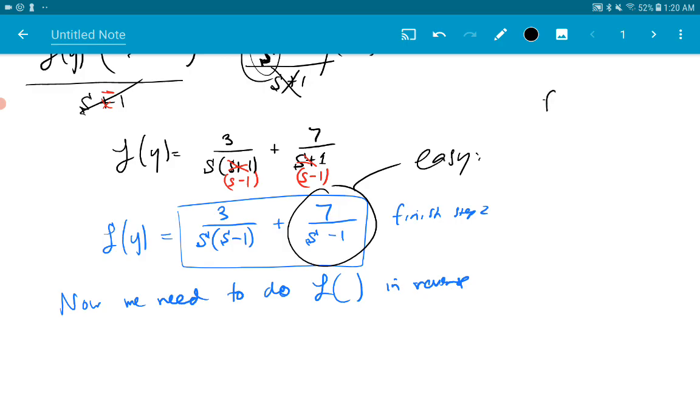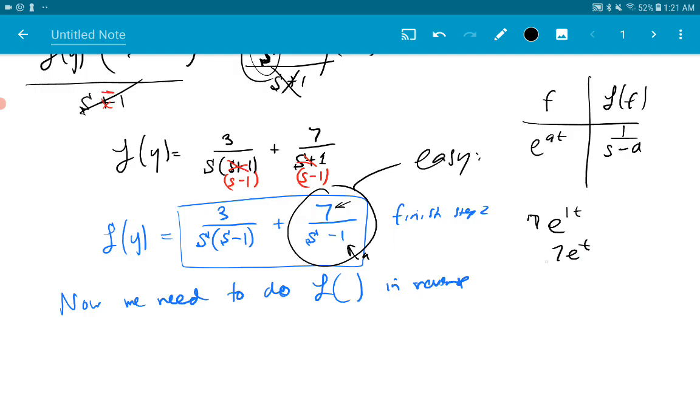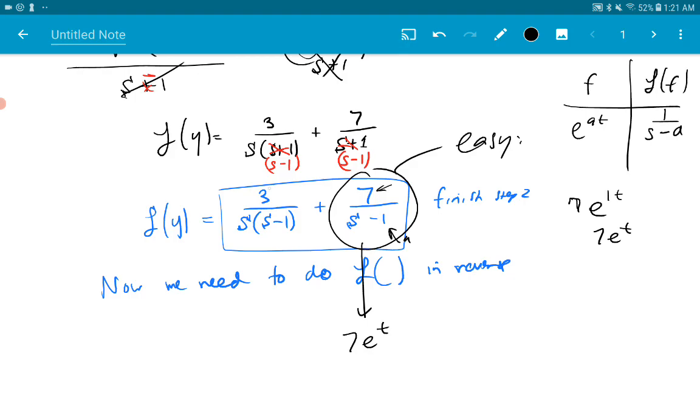Remember, it's that one f and L of f. It's that one that said if you have e to the at, you get 1 over s minus a. So it should be obvious here that a would be 1. This would be a. So the function is e to the 1 times t, and the only difference is because of the 7 on top, I have to put a 7 in front of it. So it'll be 7e to the t, right? So this one here will come from 7e to the t. I just have to do the inverse Laplace transform of this.